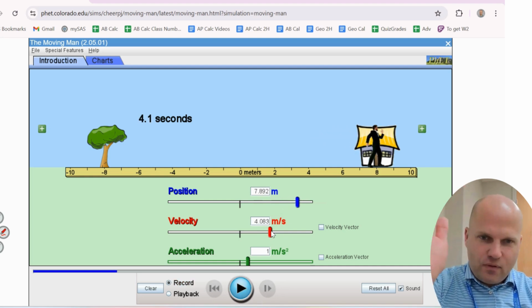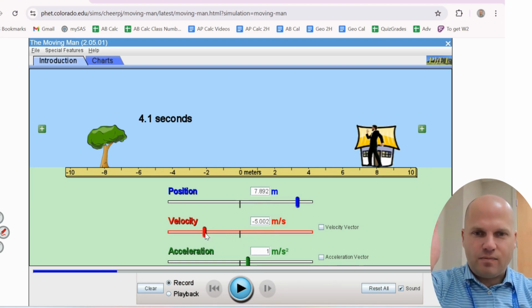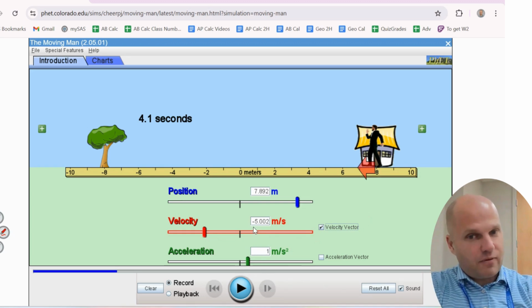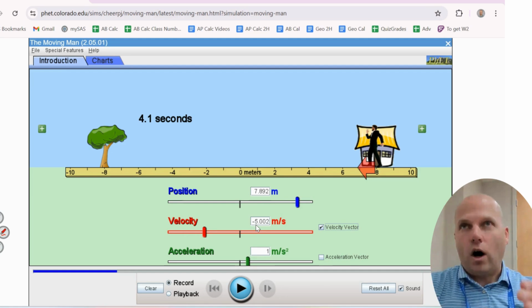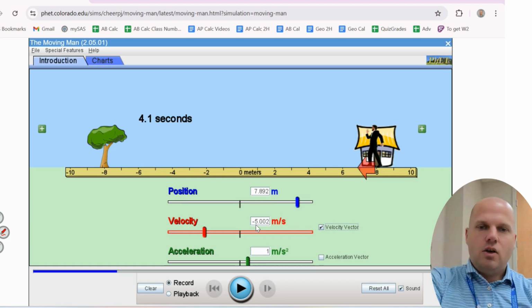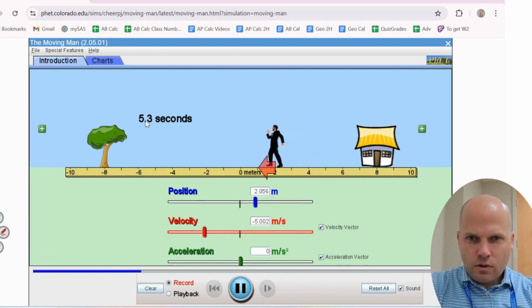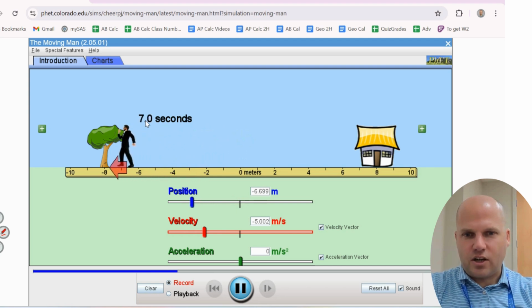Well, what if I had a velocity that was negative 5? If a velocity is negative 5, that means my position is decreasing 5 meters per second at this time. But since I have acceleration, my velocity is increasing 1 meter per second per second. Negative 5 is going to go to 0. Notice my acceleration is positive, but my velocity is negative. For 5 seconds, I will be slowing down.